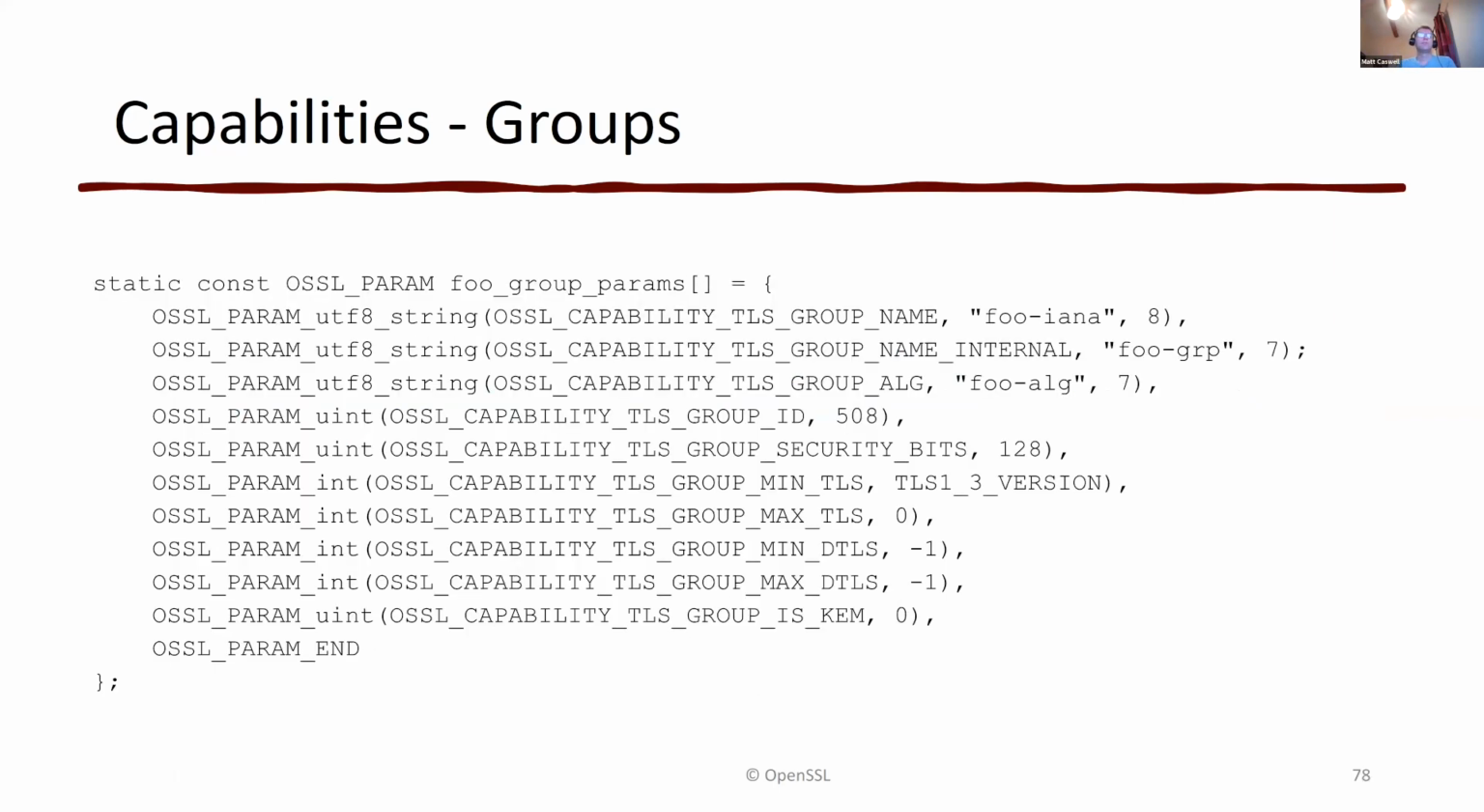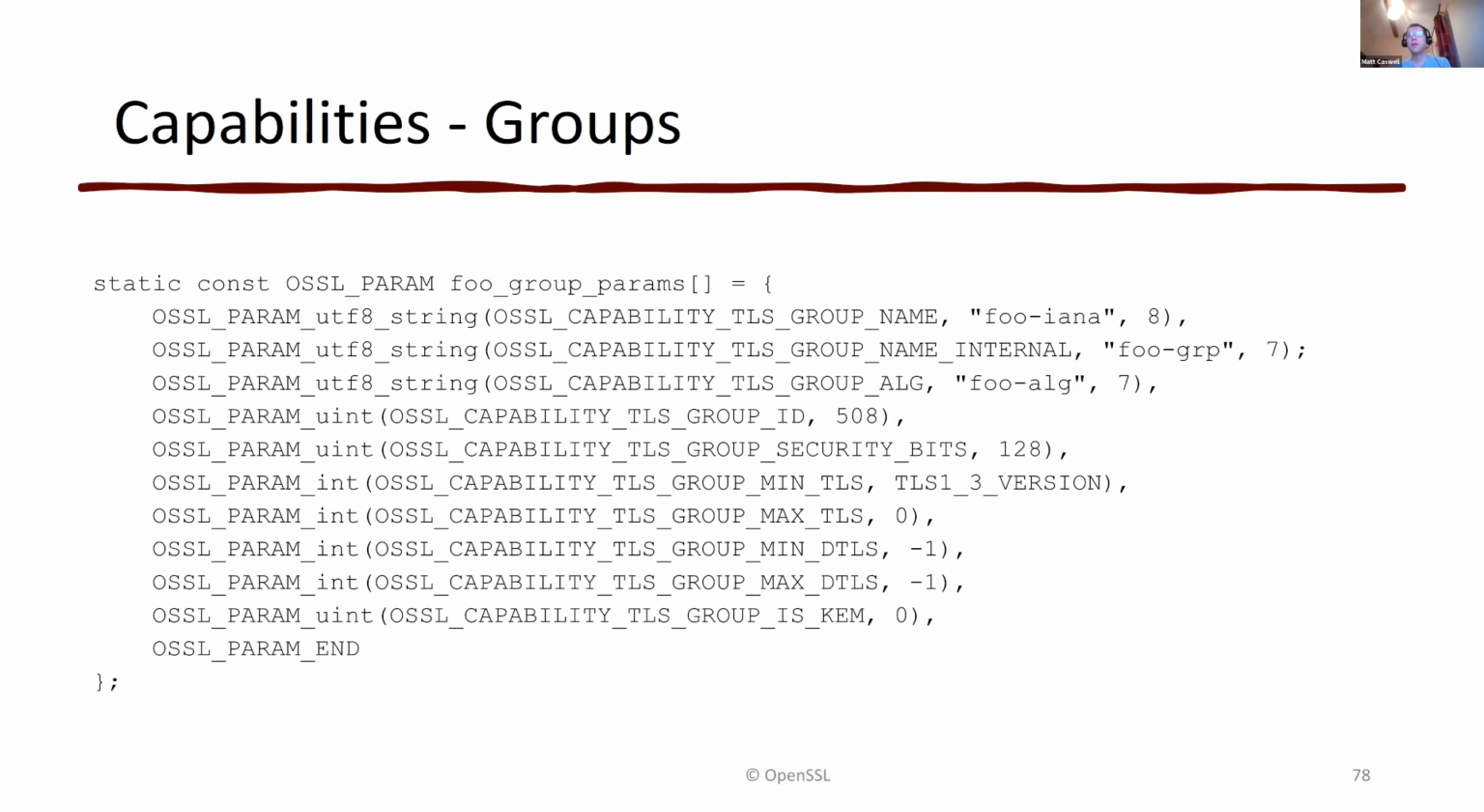So here's an example. Here I'm declaring a new group called foo. I'm assuming that in the IANA registry it's called foo-IANA, and internally it's called foo-group. And the key management algorithm name, so this is the key manager that Thomas was talking about, is called foo-alg. The IANA registry has defined it to have a code point of 508, and it's got 128 bits of security.